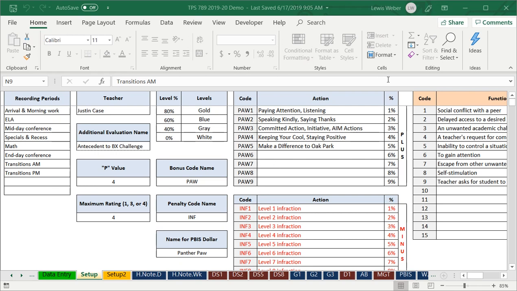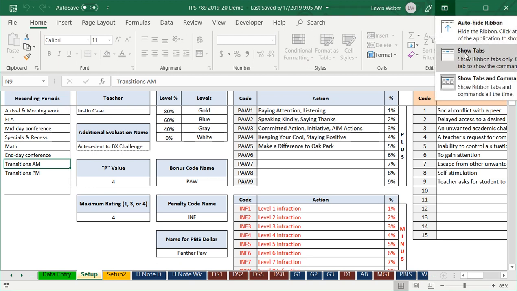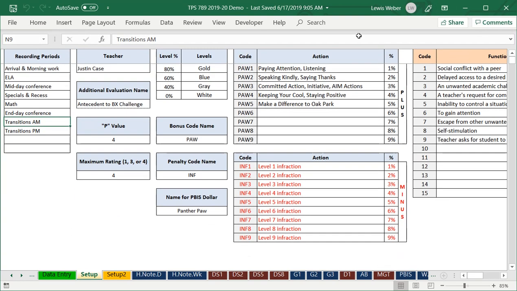Okay, a little housekeeping here. I'm going to go up to this button, which is going to give us a little bit more space to display TPS, because I'm going to just show the tabs as opposed to tabs and commands on the ribbon. That gives me a little bit more space here. Okay, so I'm going to move to the right a little bit.